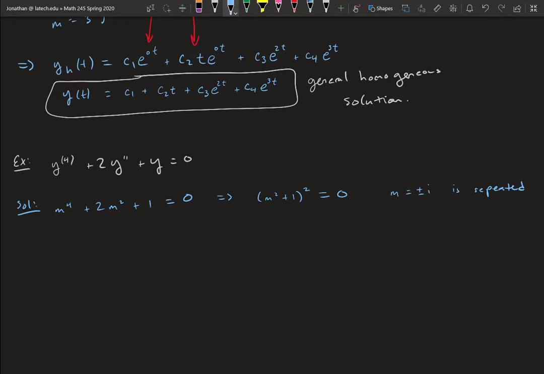So we actually have a complex root here. We have a repeated complex root.